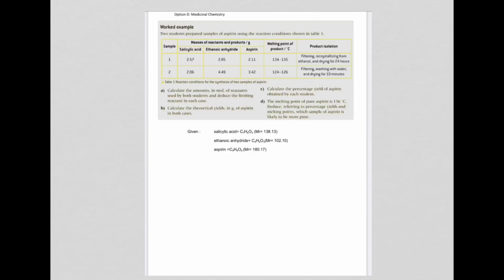So this is a question on the making of aspirin. There are 2 samples of aspirin that have been made, using salicylic acid and ethanoic anhydride. This is the mass of salicylic acid used, this is the mass of ethanoic anhydride used, and this is the mass of aspirin obtained for sample 1. Sample 2 used 2.06 gram of salicylic acid, this mass of ethanoic anhydride, and produced this mass of aspirin.